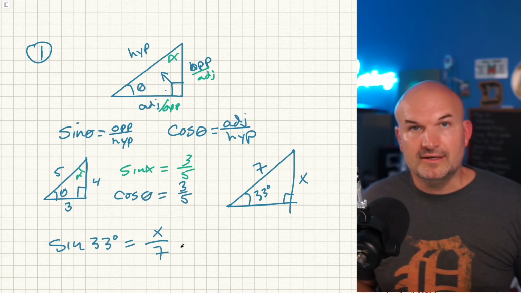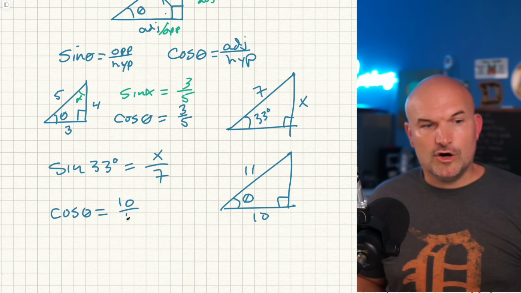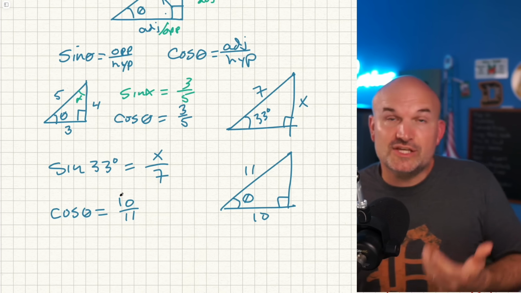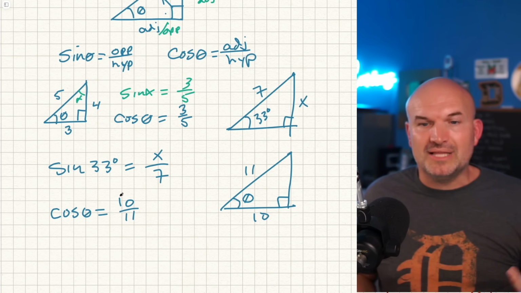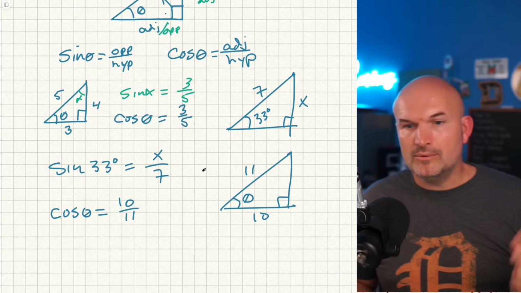In the same manner, if I didn't have an angle but I had a right triangle, and let's say I had 10 and 11, and I wanted to solve for this angle, I have the adjacent side and the hypotenuse. I'm going to have to use cosine. So I could say the cosine of theta equals 10 over 11. In this case, we'd have to use the cosine inverse to find the angle. But again, you can see that is how we apply sine and cosine with right triangles.